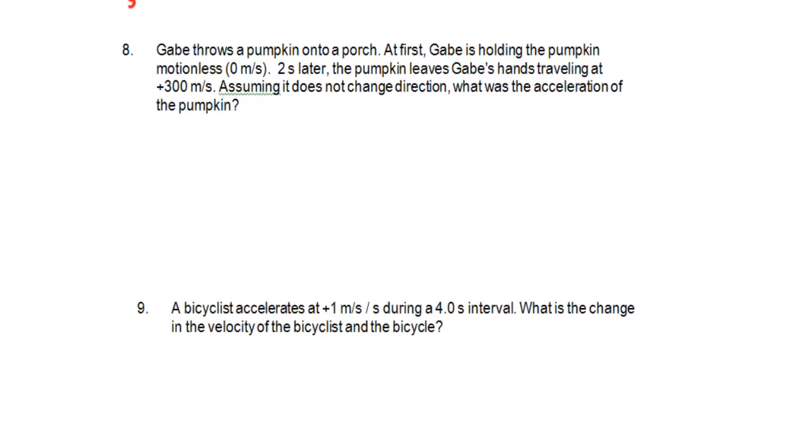Gabe throws a pumpkin onto a porch. At first, Gabe is holding the pumpkin motionless, 0 meters per second. 2 seconds later, the pumpkin leaves Gabe's hands traveling at plus 300 meters per second. Assuming it does not change direction, what was the acceleration of the pumpkin? So again, what's the question being asked here? It's asking what was the acceleration? So I know I'm looking for acceleration again.